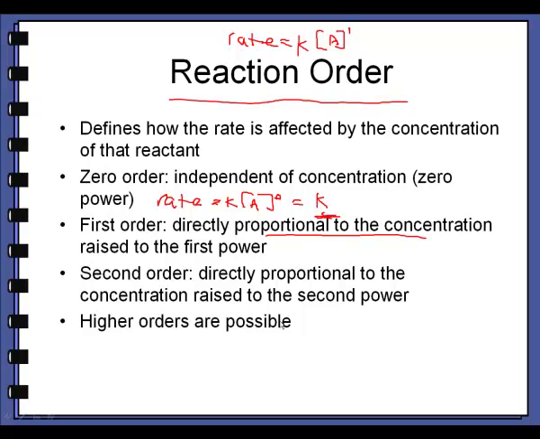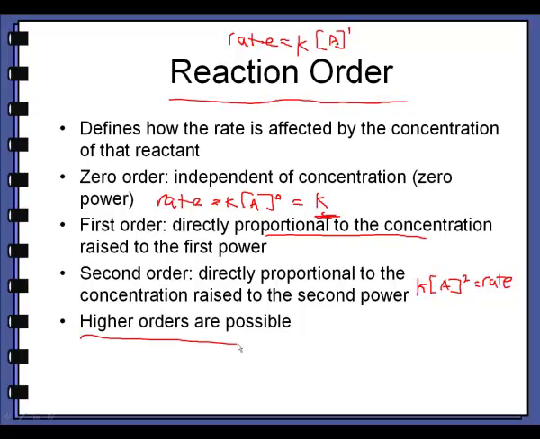We can also have second order reaction orders, and this would be an example where the rate would be equal to k [A] to the second power. This second power basically means that the rate will be the square of whatever the concentration is. So if I double the concentration of A in the first order, the rate doubles. For second order, if I double the concentration of A, the rate would be 4 times as fast.